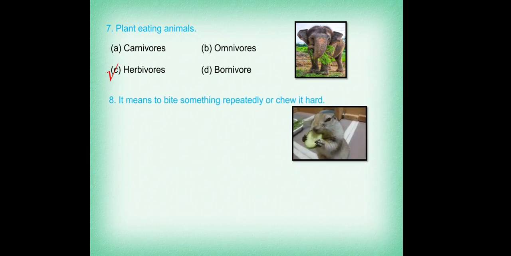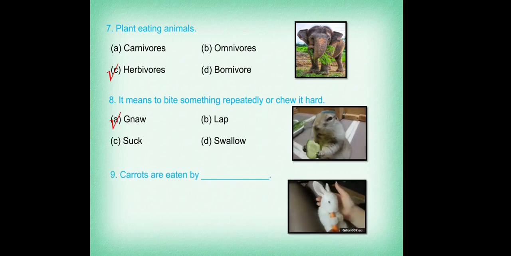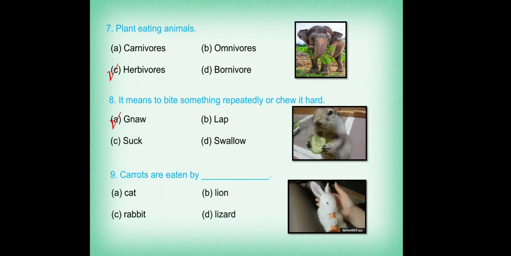It means to bite something repeatedly or chew it hard. What is it? Biting and chewing it hard? It is gnaw, lap, suck or swallow. It is called gnaw. So tick on gnaw. Next, carrots are eaten by which animal? A cat, lion, rabbit or lizard? It's eaten by a rabbit.